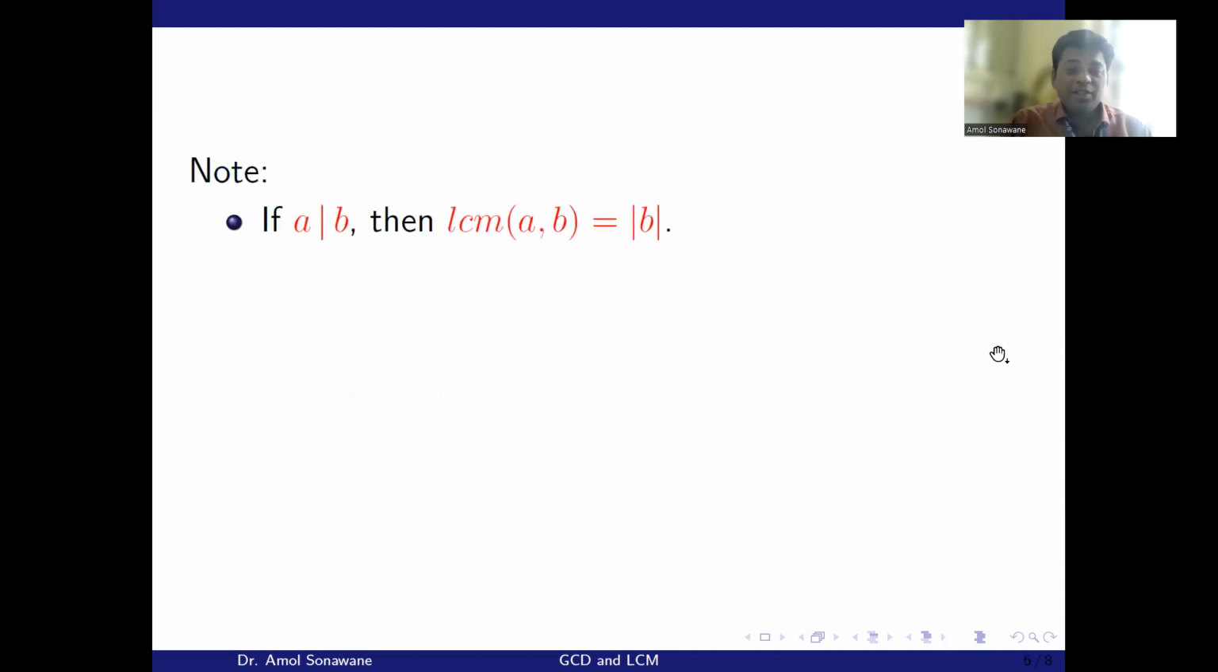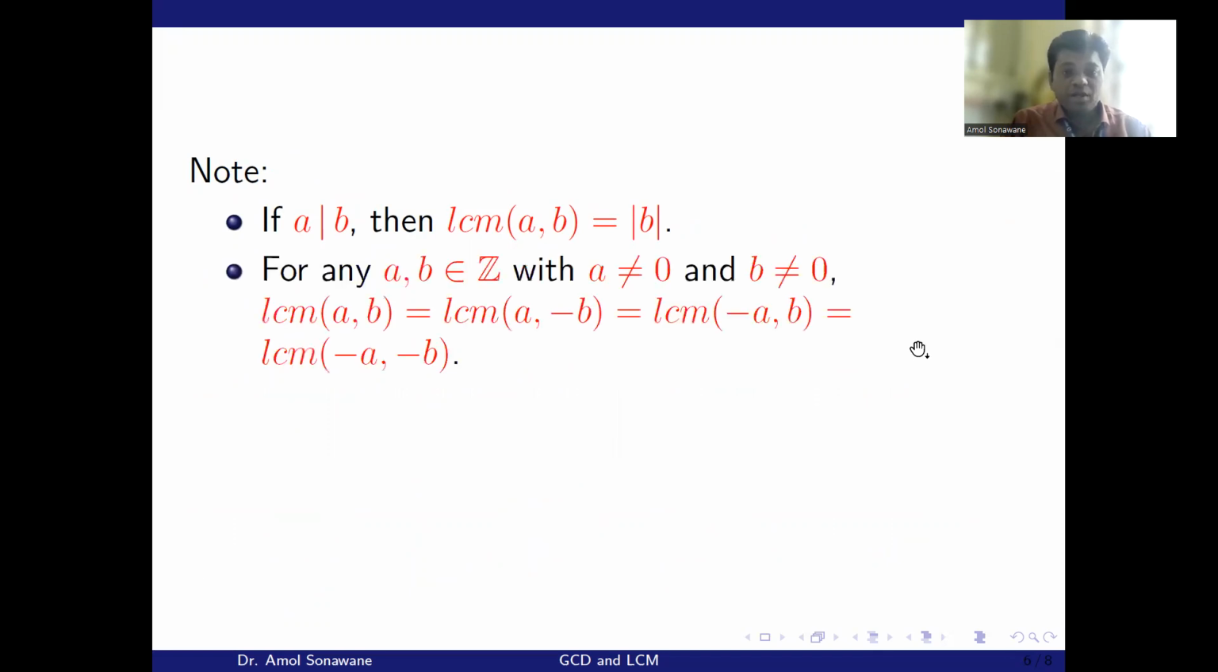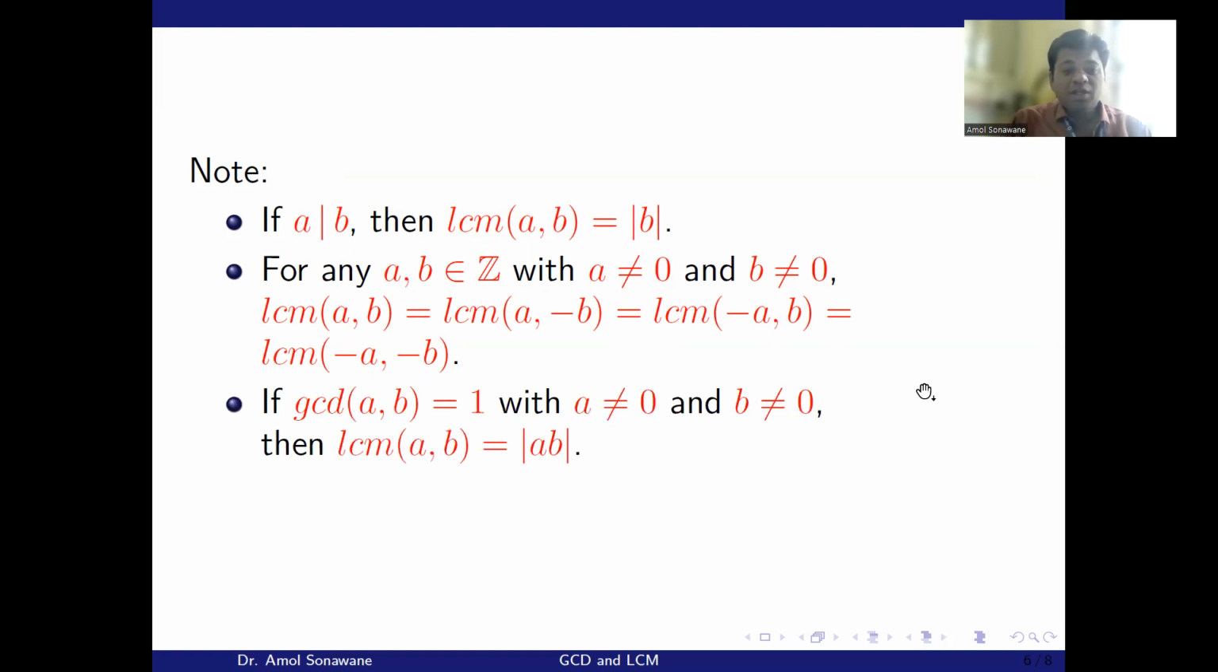Note that if a divides b, then LCM of a and b is modulus of b. And for any two integers a and b, both non-zero, LCM of a and b is the same as LCM of a and minus b. It is the same as LCM of minus a and b. It is the same as LCM of minus a and minus b. And note that if GCD of a and b is 1 with a and b non-zero integers, then LCM of a and b is modulus of ab. If a and b are positive, then LCM of a and b is nothing but the product of a and b.